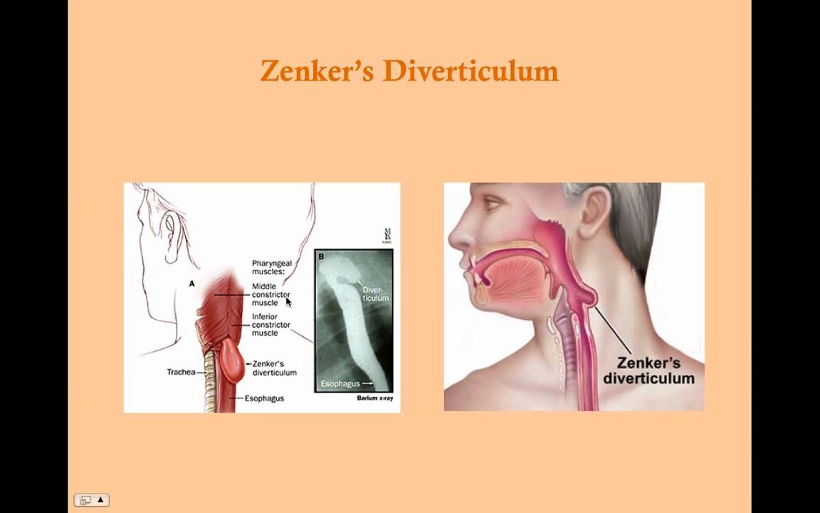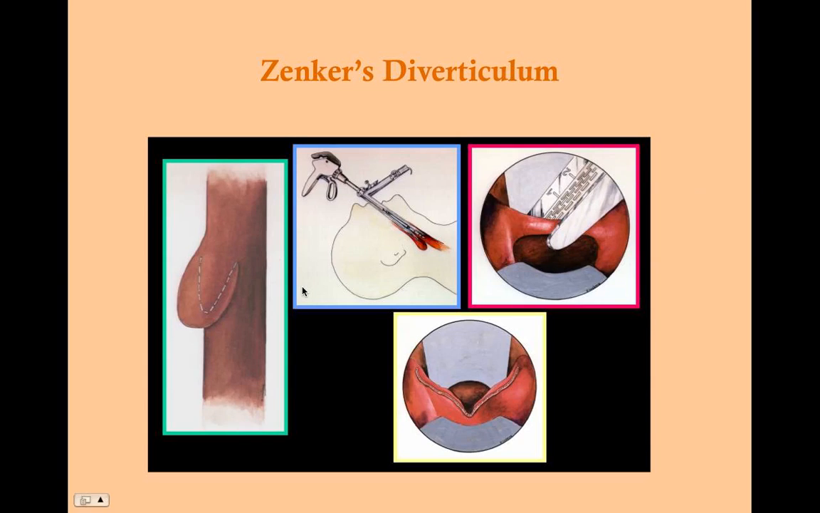So this is just a schematic, but here you got your posterior pharyngeal muscles. And the weakest point, which is the most inferior point, is where you're going to get your diverticulum. So this is just esophagus herniating out through the muscle. It's like any other hernia. And then this is a lateral view. And here you can see on barium esophagram what that looks like.